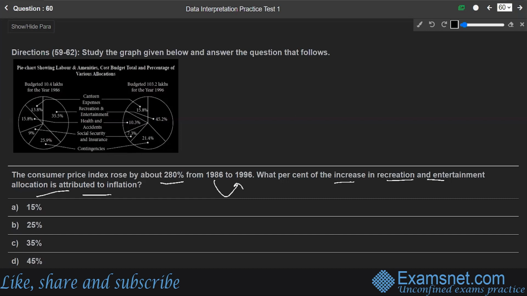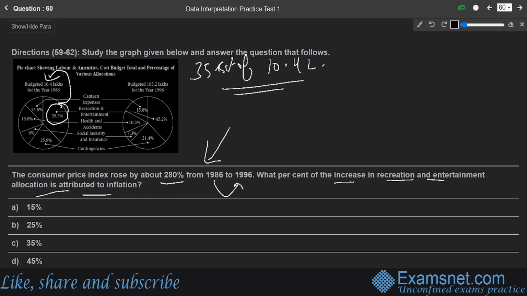First of all, let us see if the consumer price index was not in the picture. Suppose the consumer price index was not in the picture, let us find out the values in 1986 and 1996 respectively for the entertainment sector. What is happening in the entertainment sector in the year 1986? If we see the graph, the value is 35.5% of 10.4 lakhs. Obviously we'll use some approximation. This is approximately equal to 3.7 lakhs.